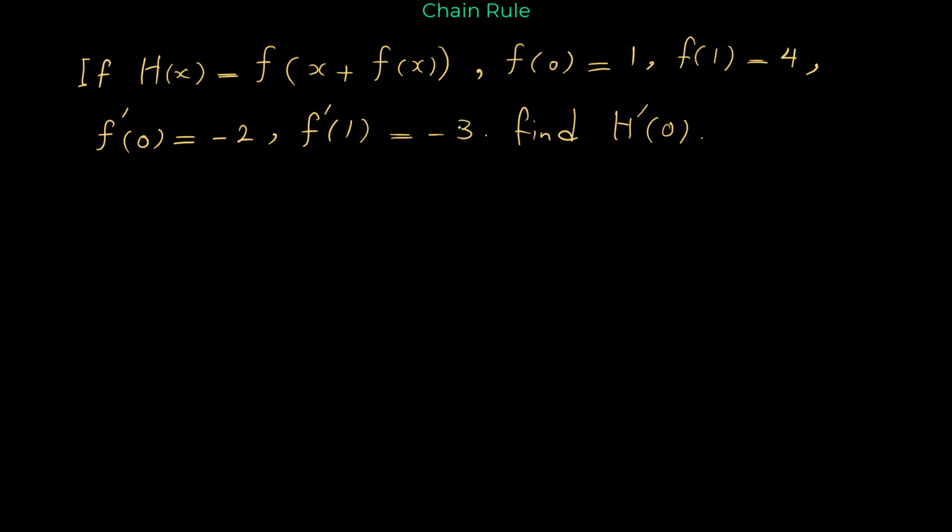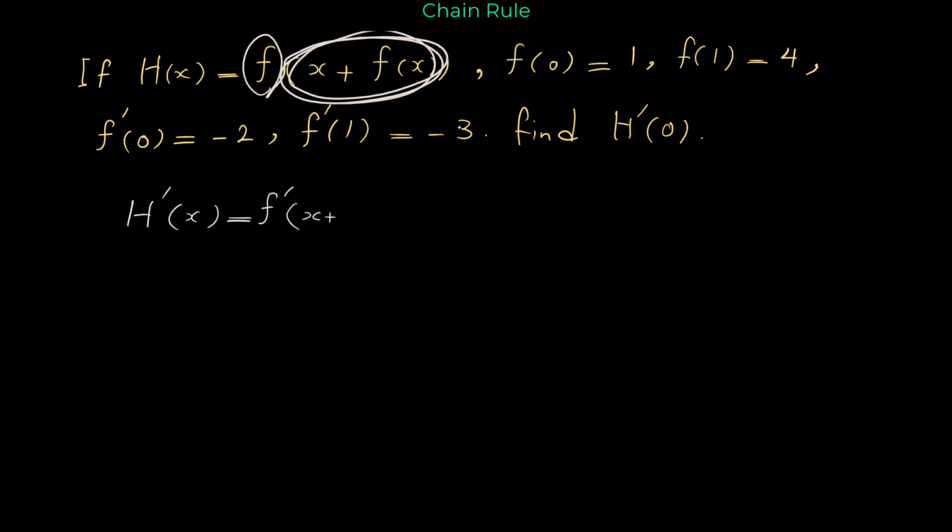If h of x equals f of x plus f of x, and f of 0 is 1, f of 1 is 4, f prime of 0 is negative 2, and f prime of 1 is negative 3, find h prime at 0. For finding the derivative of the function h, we use the chain rule. F is outside and this expression is inside the bracket, so it is the inside function. The derivative of the outside function is f prime, leave the inside for itself, and multiplied by derivative of inside.